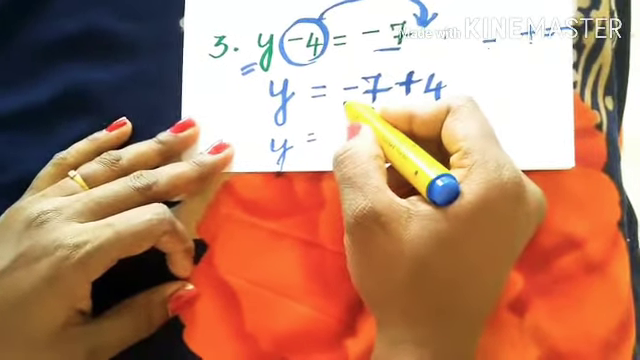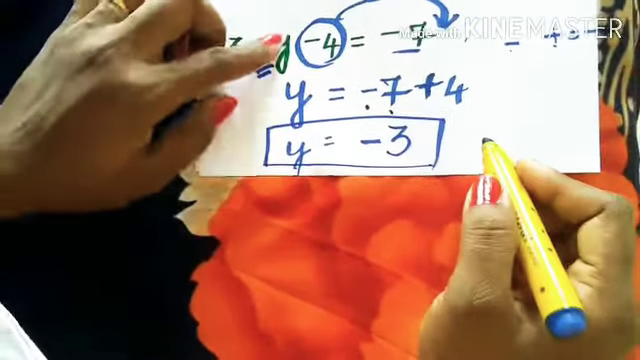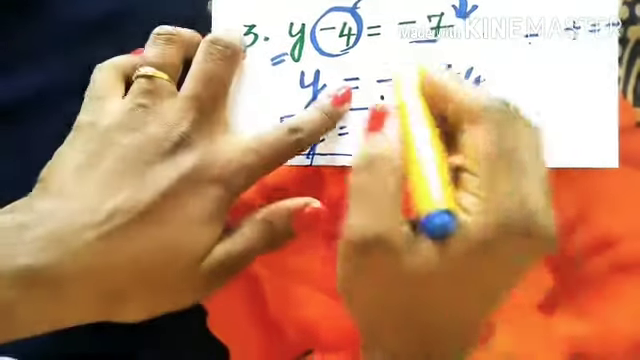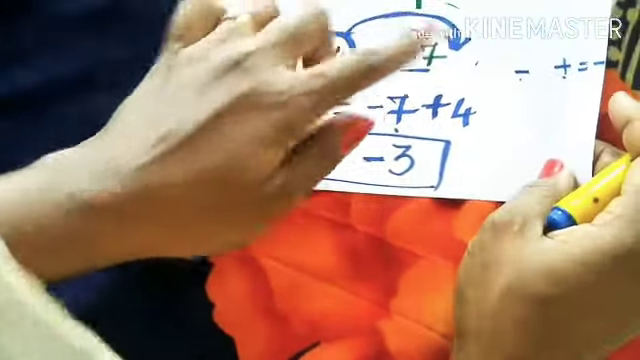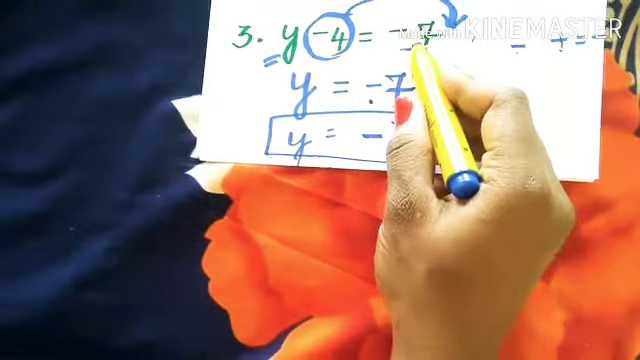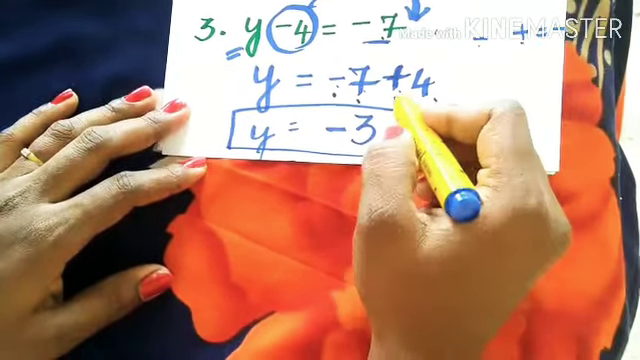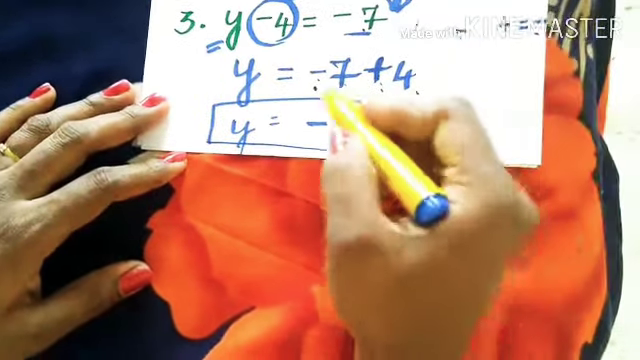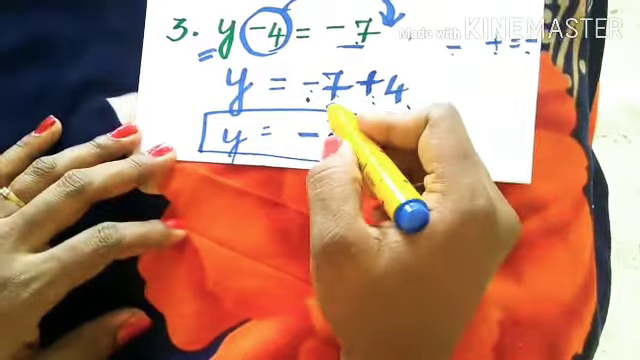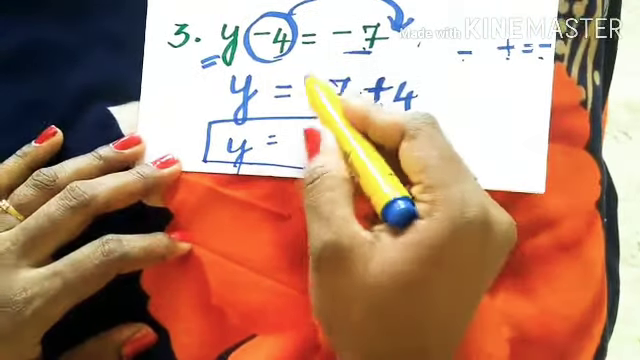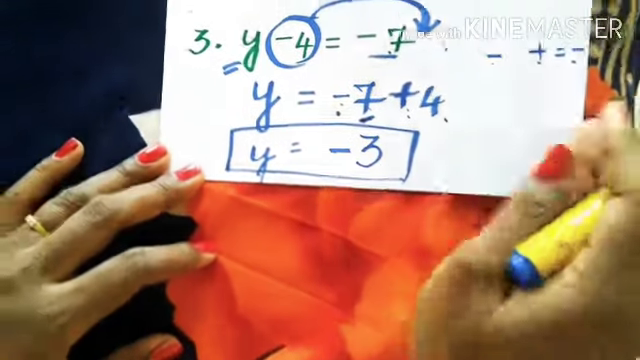Bigger number sign is minus, so minus 3. Again, I am repeating: separate the variable first. When minus 4 goes to that side of the equation, it becomes plus 4. Minus 7 is already here, so minus 7 plus 4. Plus minus is minus, you know this already, so we have to subtract. 7 minus 4 is 3. Bigger number sign we should place. Here the bigger number is 7, so the sign is minus. So minus 3.